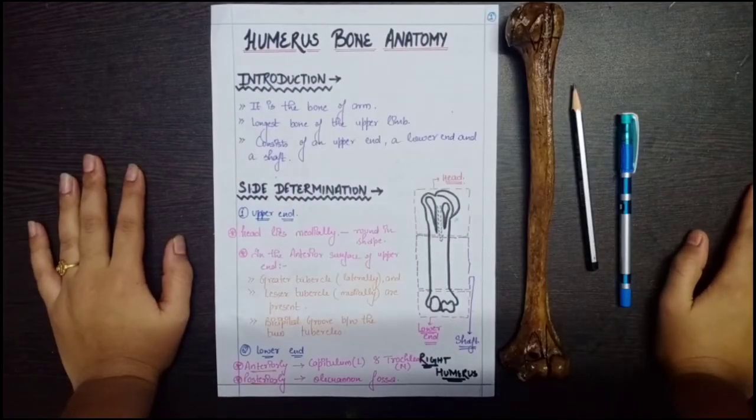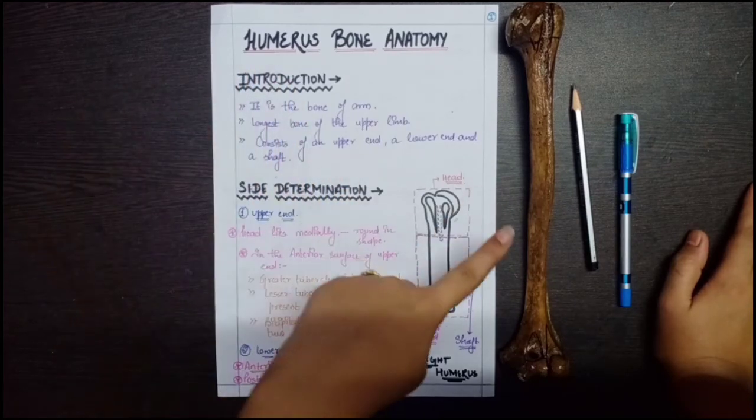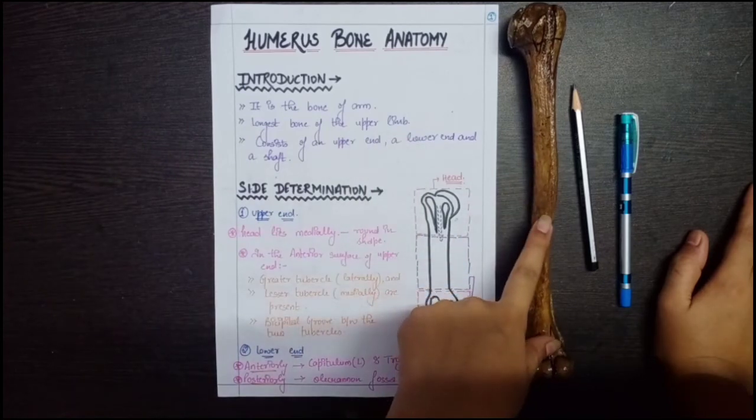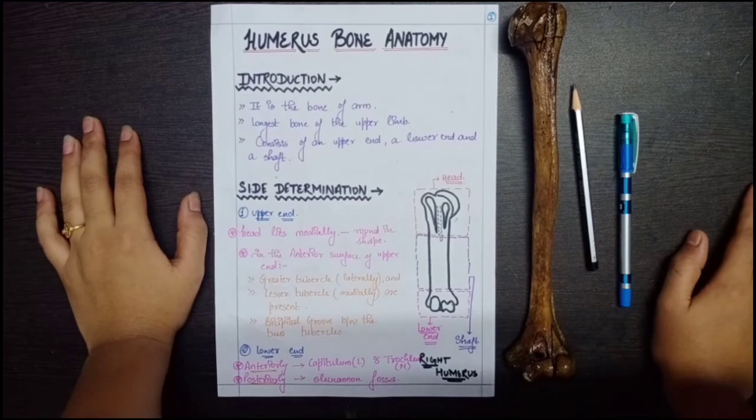So that is all about today's video, and we are done with the side determination and the introduction of the humerus bone. We have found out that the bone I am teaching you with is the left humerus. In the next video, we will be talking about the features of the humerus bone, and also the muscle attachments and the clinical anatomy.